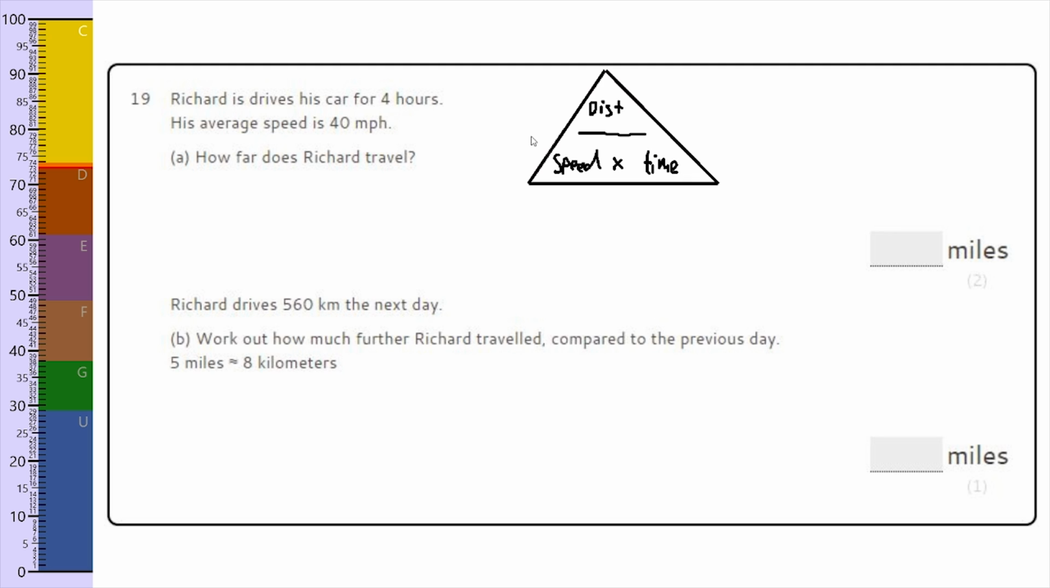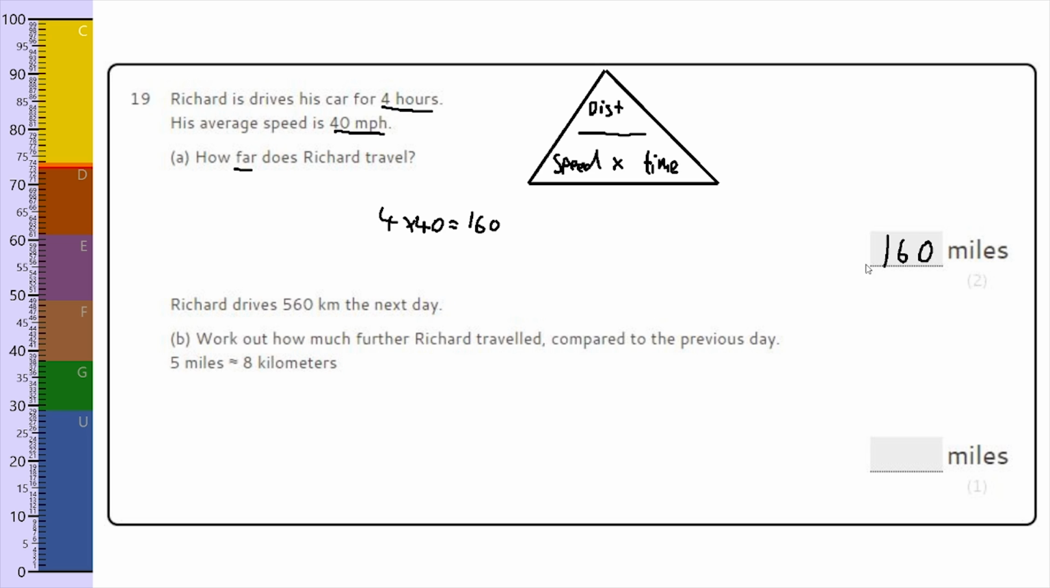And it says here that he's driving, so we've got a time there and we've got a speed there. And we're looking for distance, how far. So we cover up the distance. I'm going to put my cursor over it. And it says it equals speed times time. So we're going to times them together. So it's just going to be 4 times 40. 4 times 4 is 16. So 4 times 40 is 160. So he's going to be travelling 160 miles.